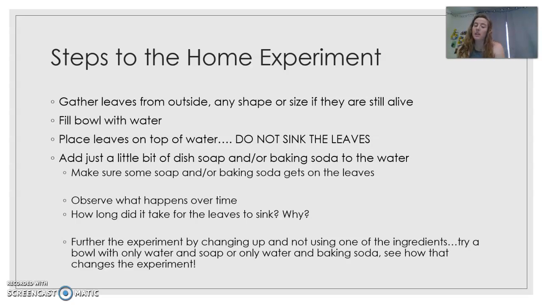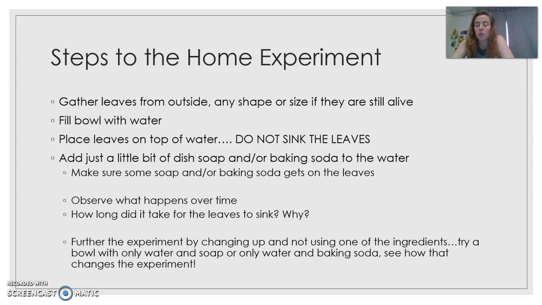Next, for this experiment, another difference from what we did in class is you can add a little bit of dish soap or a little bit of baking soda to the water and make sure some of those ingredients get onto the leaf. This is supposed to help activate the process of photosynthesis and change the results a little bit. So, after you add all your things into this bowl with your leaf, you're going to observe what happens over time, and eventually your leaf will sink on its own and become submerged underwater.